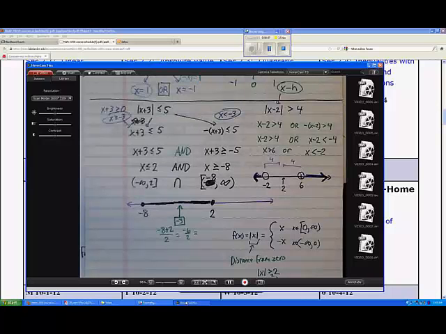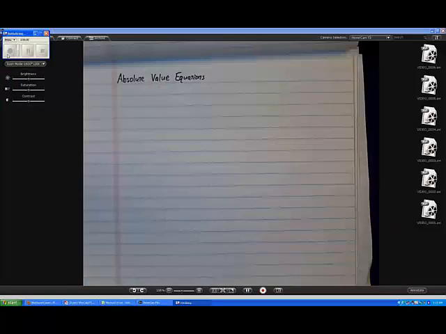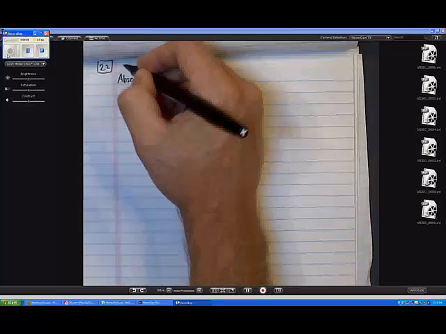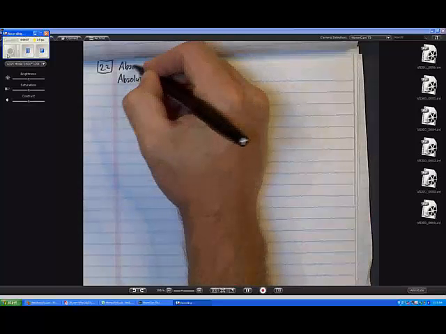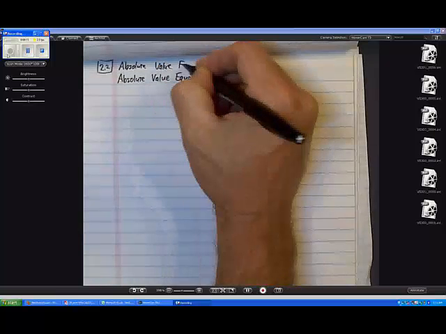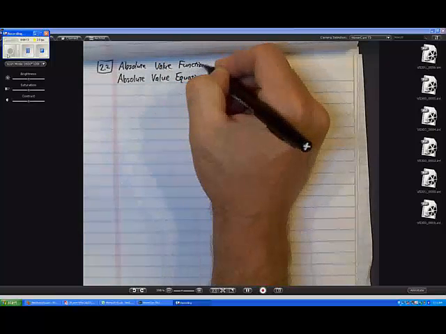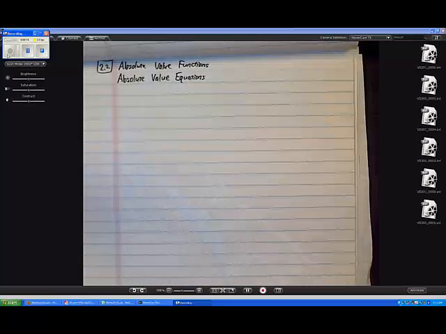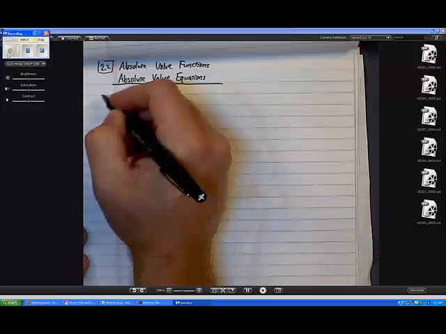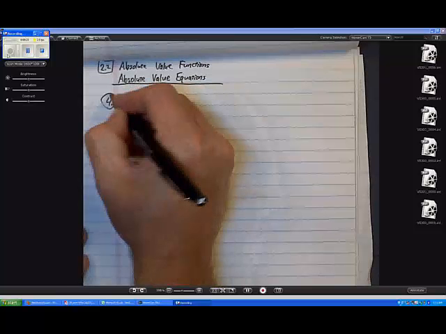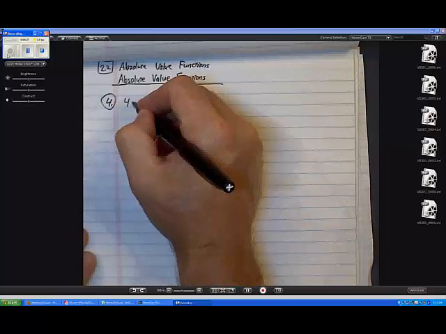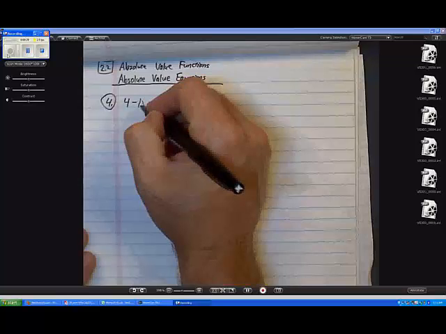That could be quite helpful when you take today's section, 2.2, which is actually absolute value functions. But the homework tonight is going to start with just solving absolute value equations. So I want to start with number 4, and then I'll jump to one that we just worked on. It says 4 minus the absolute value of x equals 3.